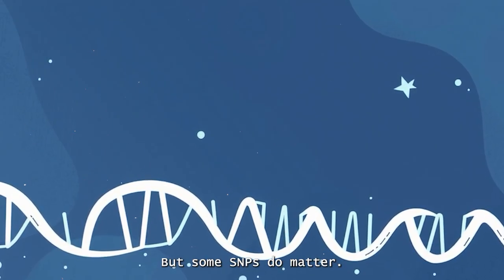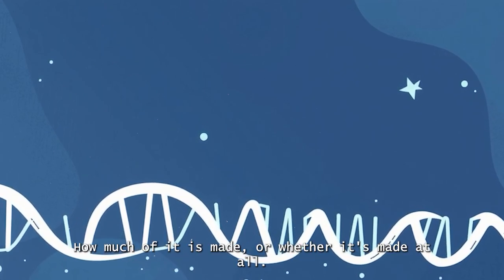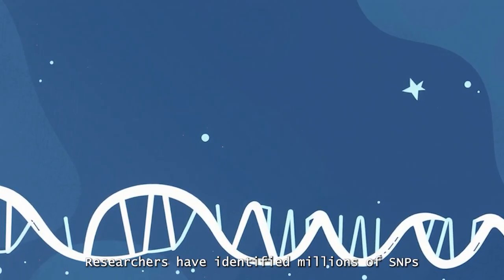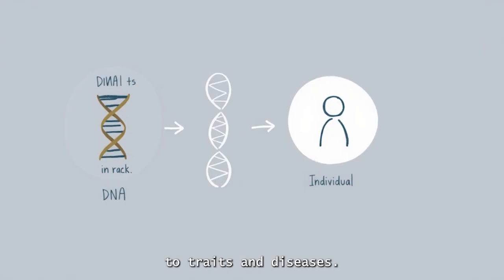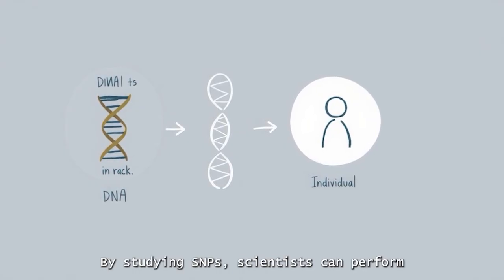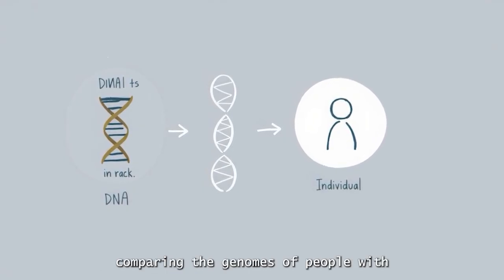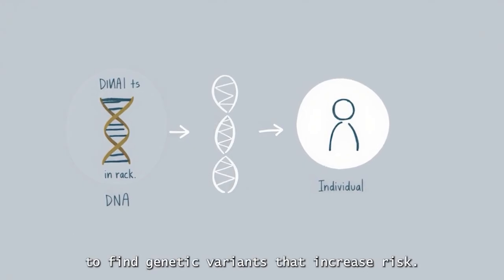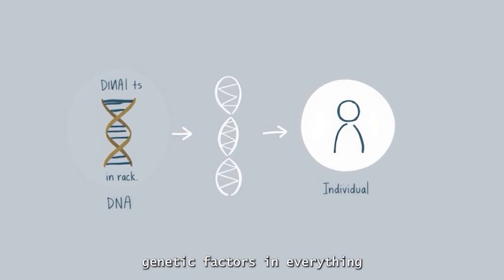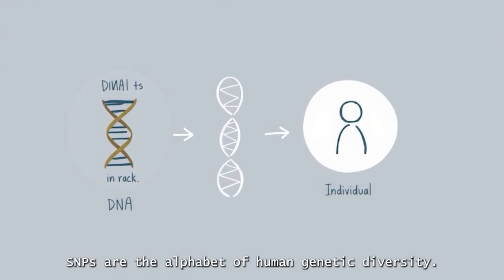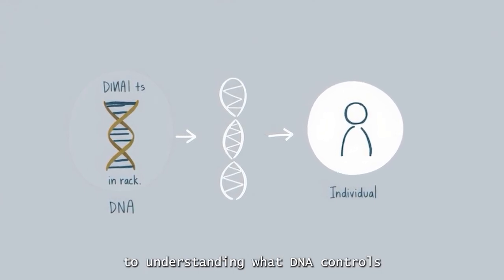But some SNPs do matter. They can affect how a protein functions, how much of it is made, or whether it's made at all. Researchers have identified millions of SNPs across the human genome, and they've linked many of them to traits and diseases. By studying SNPs, scientists can perform genome-wide association studies, or GWAS, comparing the genomes of people with and without a disease to find genetic variants that increase risk. This has uncovered genetic factors in everything from Alzheimer's to asthma. SNPs are the alphabet of human genetic diversity, and understanding them is key to understanding what DNA controls at the individual level.